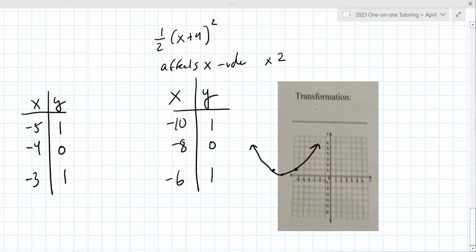And this transformation is the 1/2. Yes. All right, are you ready to do the next transformation? Let me know when you get that graphed.